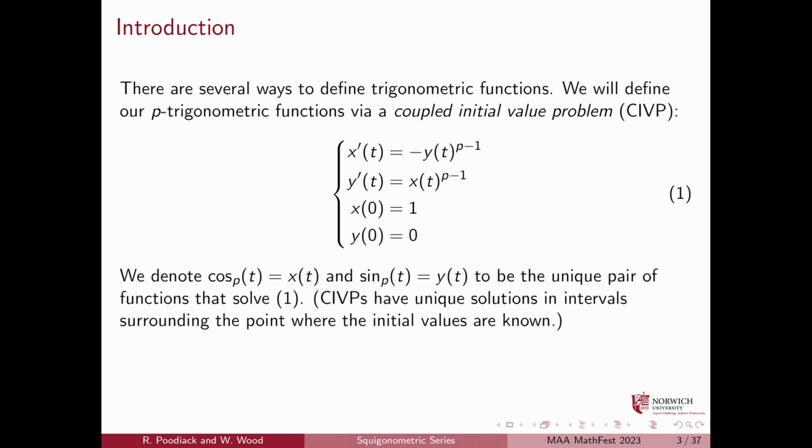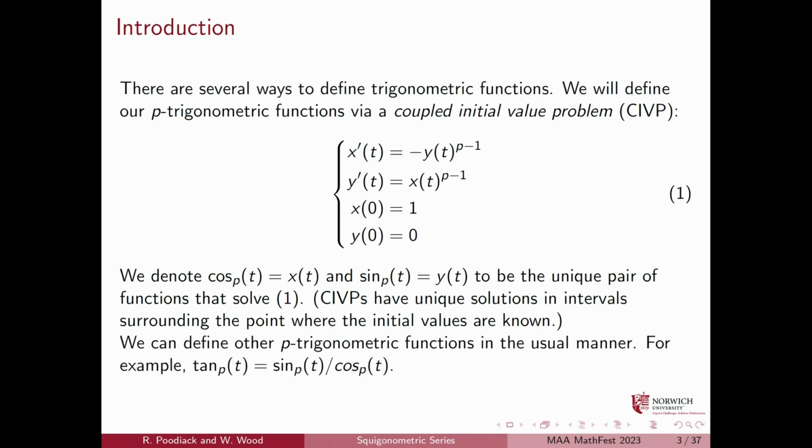And the initial conditions will be that x at 0 is equal to 1 and y is equal to 0. And these coupled initial value problems like this do have unique solutions, and they have solutions. And so x will denote as cosine sub p, and y will denote as sine sub p. That'll be the unique pair of functions that solve this coupled initial value problem. And we can define other related functions in the usual manner.